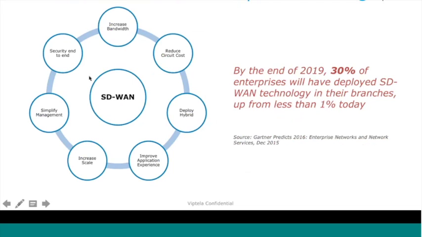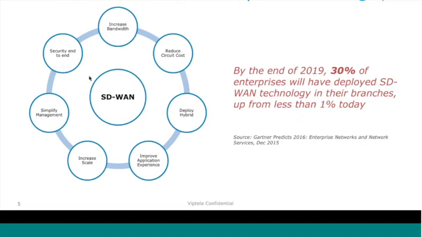So when we look at it, there are a number of different answers to those problems, and one of them that we're going to talk about today is software-defined WAN, or SD-WAN. We took a quote from a Gartner report published in December of 2015. They predict that roughly 30% of enterprises will have deployed SD-WAN technology in their branches, up from 1% today, considering it's net new. There's a reason they're predicting quite frankly a very large explosion of adoption of this particular technology.